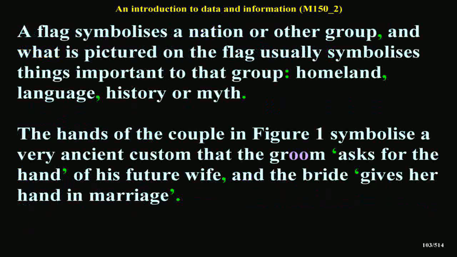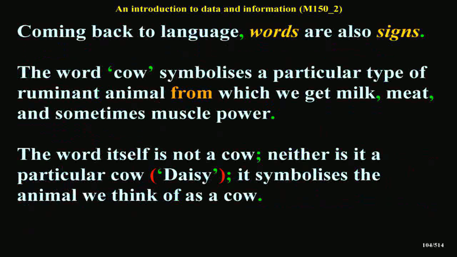The hands of the couple in Figure 1 symbolize a very ancient custom that the groom asks for the hand of his future wife, and the bride gives her hand in marriage. Coming back to language, words are also signs. The word cow symbolizes a particular type of ruminant animal from which we get milk, meat, and sometimes muscle power. The word itself is not a cow.